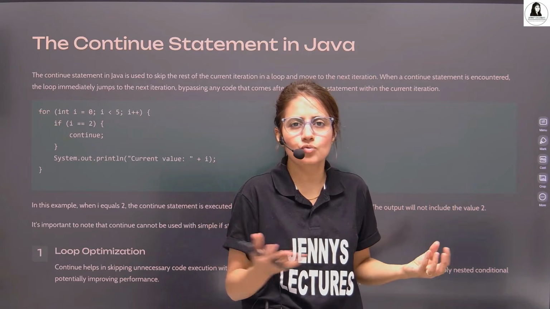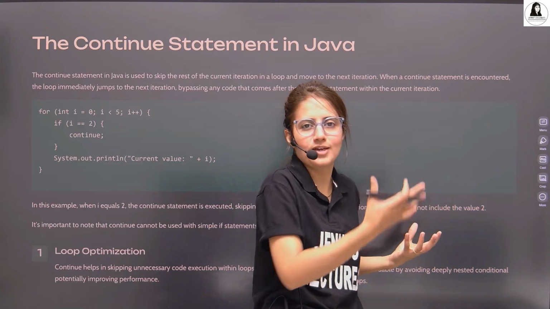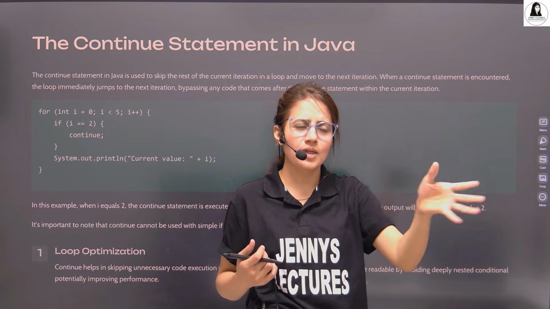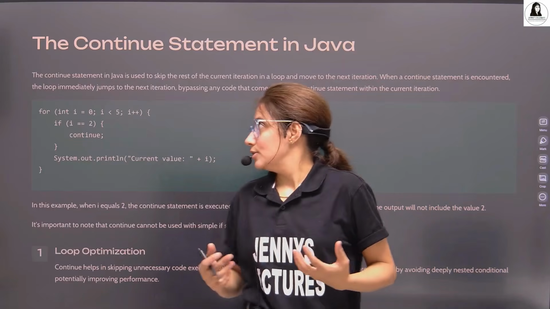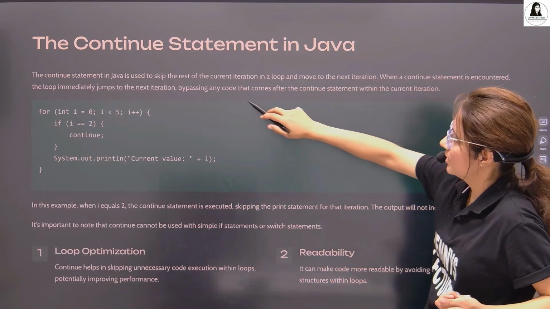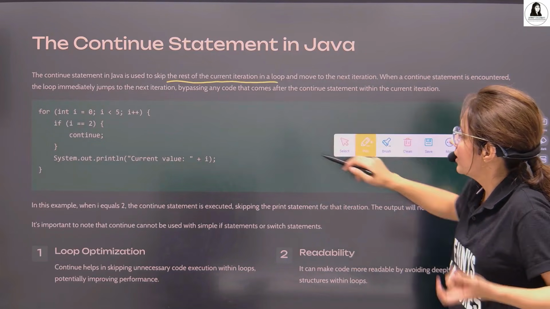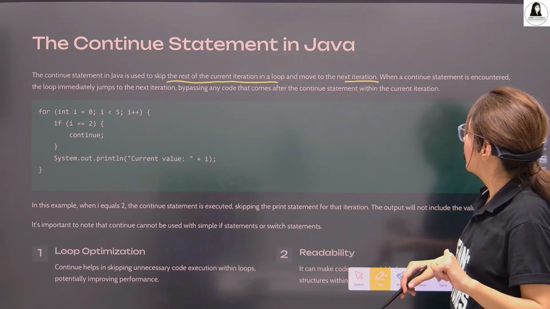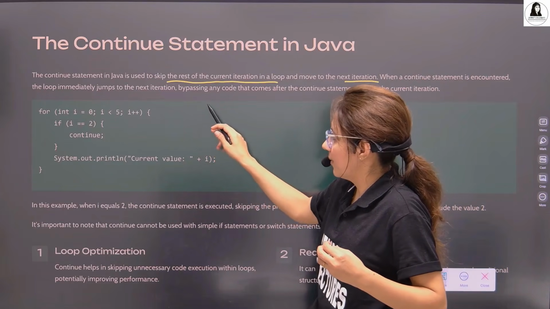We everybody do this kind of thing, especially students. If you're not getting any one concept, unit or topic, you just skip that and continue with the next one, right? Something like this. So it is used to skip. See, the name suggests continue. It is used to skip the rest of the current iteration in the loop and move to the next iteration, right? Now let me show you this with an example.